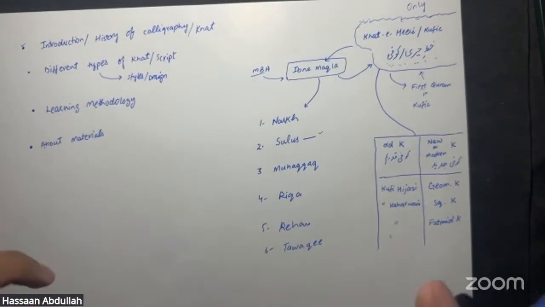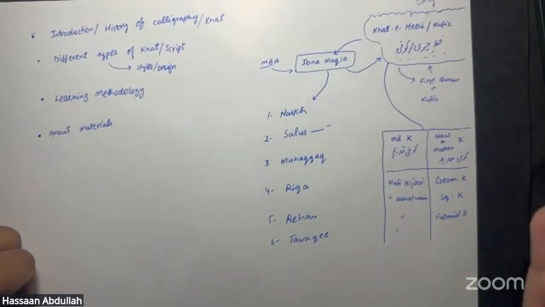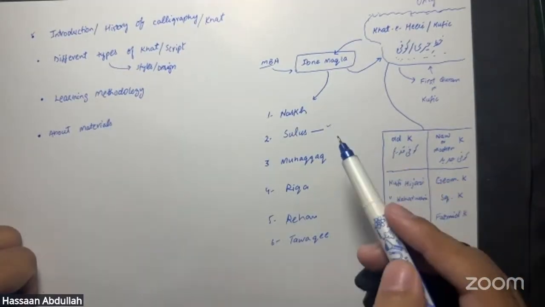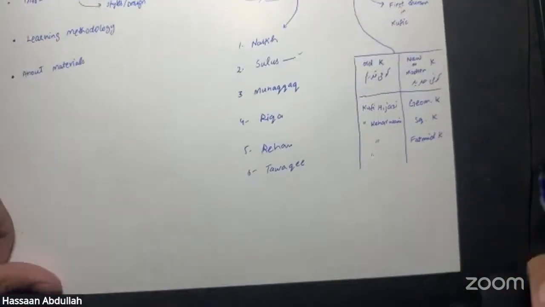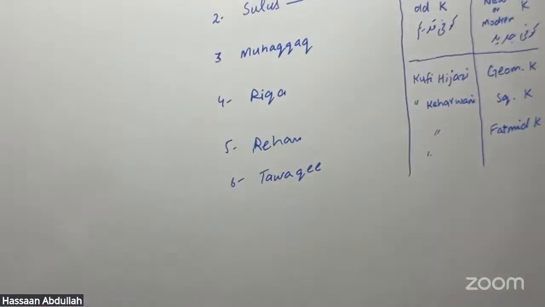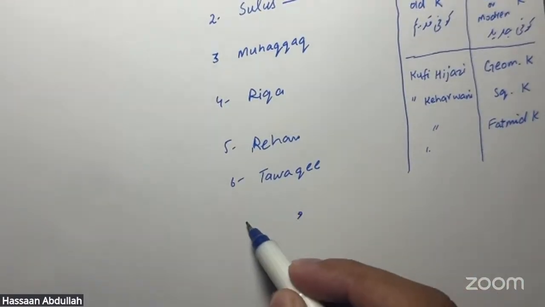So these are the scripts, but there are others as well. These are just the most famous: Naskh, Sulus, Muhaqqaq, Riqa, Rayhani, Tawqi. After that, there was one more script that came. Maybe some of you have heard of it, Diwani.